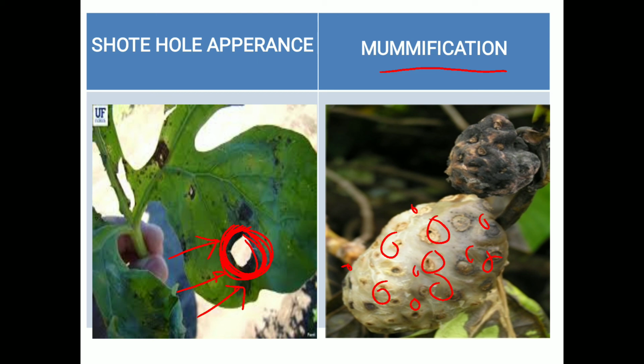Then mummification means what? The skin of the fruits becomes harder and harder. It is due to abiotic reasons.